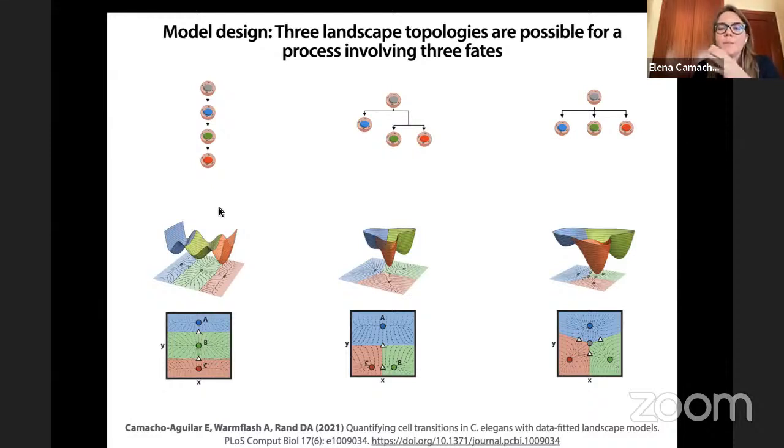Then in terms of complexity, the next landscape would be one in which you have two decision points. So you either become non-vulva or tertiary, or you become vulva. And then once you decide that you are becoming vulva, you can decide whether you become primary or secondary. And this is similar to what is now called the heteroclinic flip.